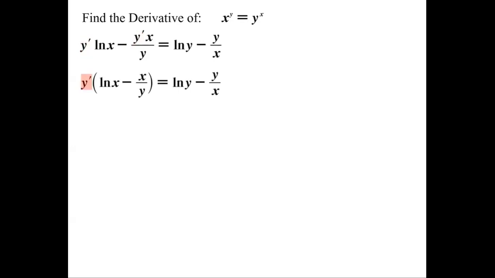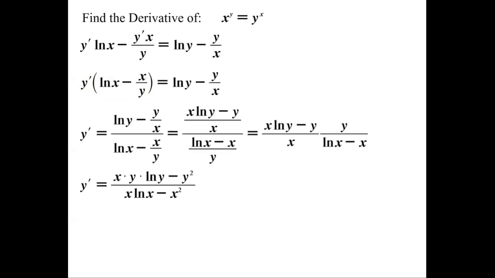Once we do that, we can solve for y prime, so we divide both sides by the quantity natural log of x minus x over y. We simplify the expression as follows, and it turns out that the final derivative is equal to x times y times the natural log of y minus y squared over x times the natural log of x minus x squared. Remember, when you are finding the derivative of an implicit function, your final answer will be written in terms of the independent variable x and the dependent variable y.